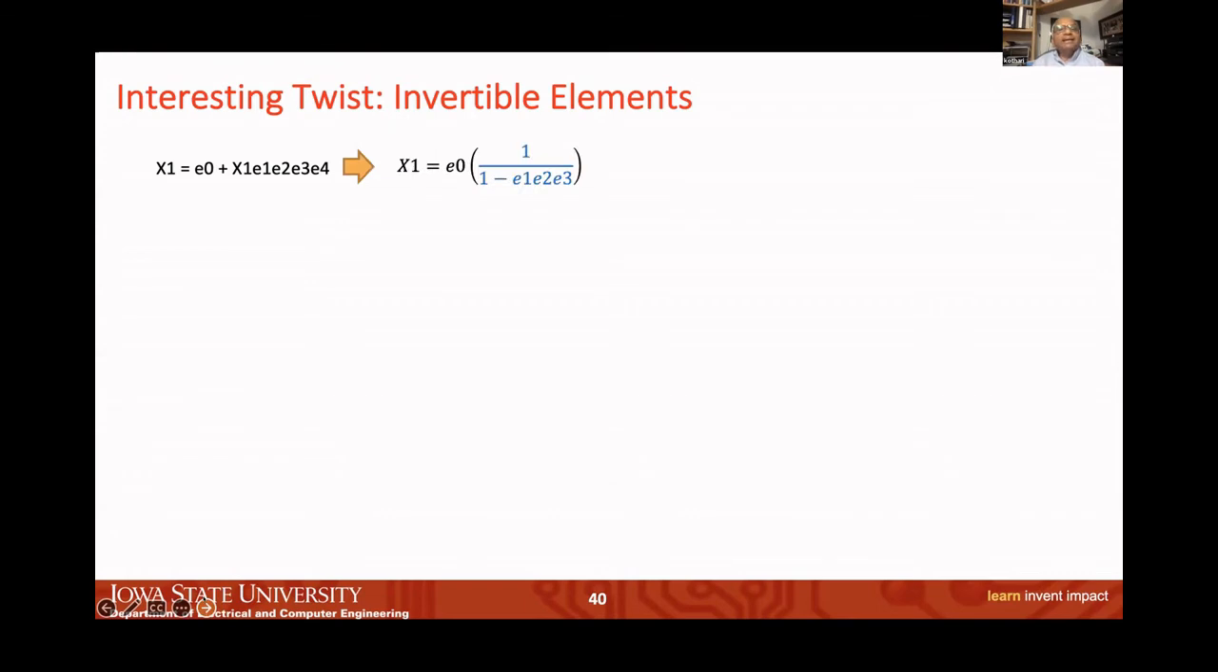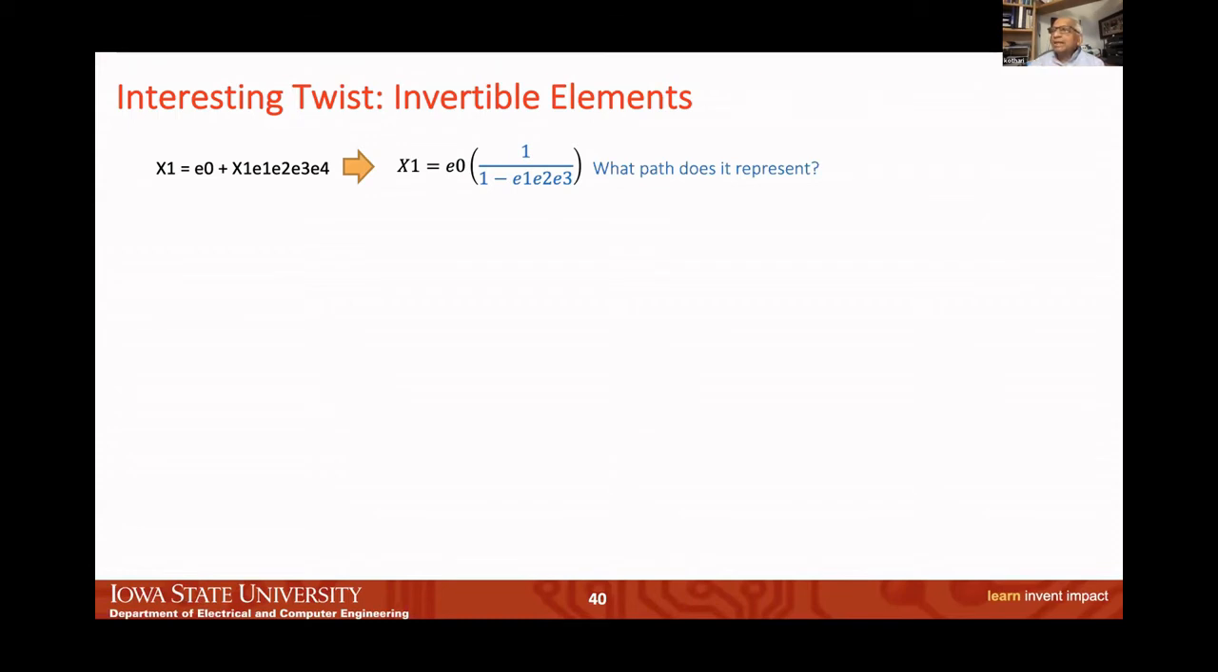And then we get x1 is equal to this. Now, this is a weird looking expression. Does this represent any path? We have 1 divided by 1 minus E1, E2, E3, right? And what path does it represent?